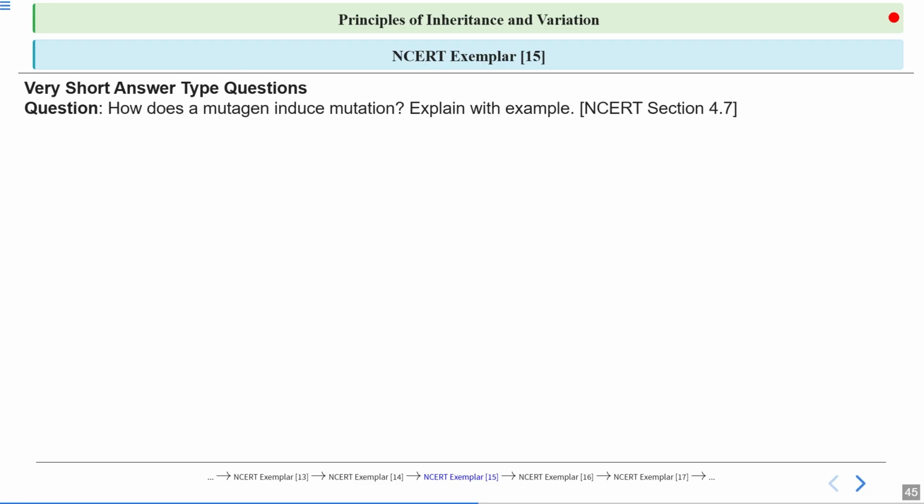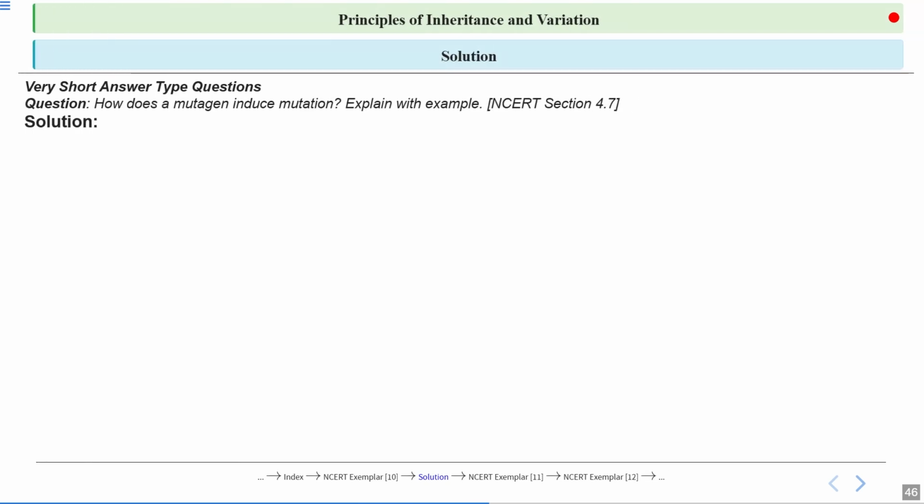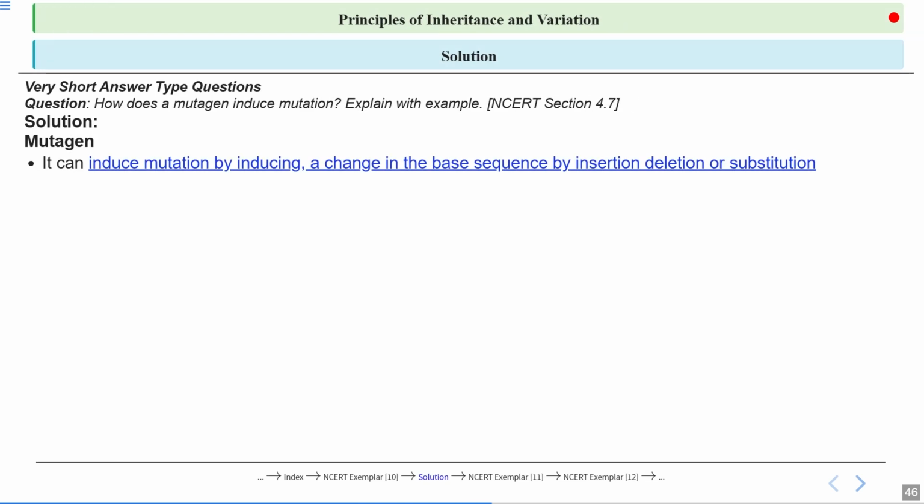Okay. Now, next question, how does a mutagen induce mutation? You have to explain with an example. So mutagen induces mutations. And how do they induce mutation? By changing the base sequence, or by insertion or deletion or substitution. Clear? So how does a mutagen induce mutations? By causing insertion of a nitrogenous base, deletion of a nitrogenous base, or substitution of a nitrogenous base.